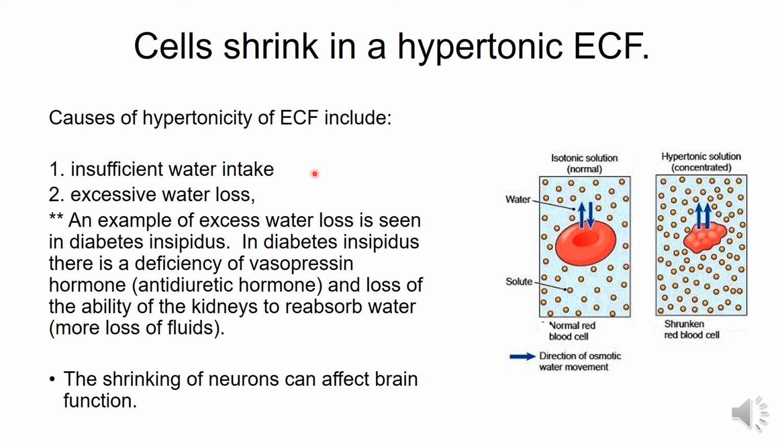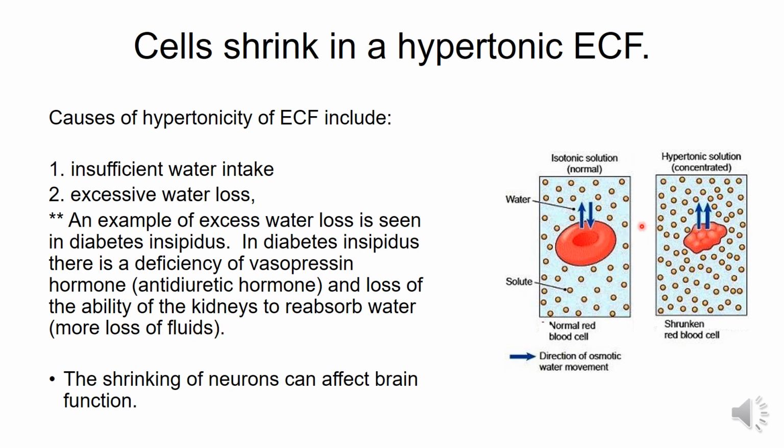The hypertonicity of extracellular fluid of our body can be caused by two major factors. First, insufficient water intake, or excessive water loss from the body. The best example of excessive water loss from the body is seen in a condition called diabetes insipidus. This condition is caused by deficiency or less secretion of a hormone called antidiuretic hormone. If there is less antidiuretic hormone, the ability of the kidney to absorb water will be less. It means we are losing more fluid through the urine.